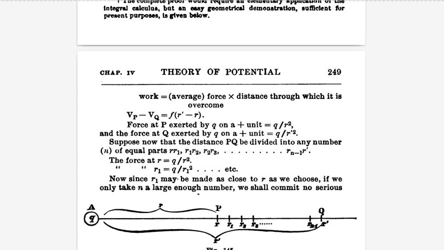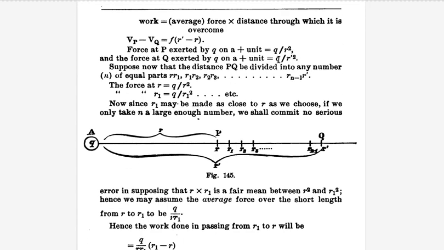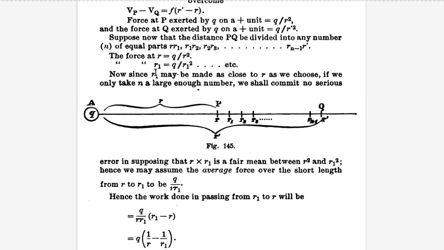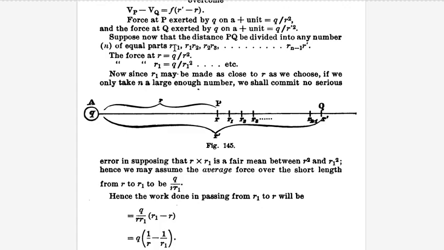Force at P exerted by Q on a plus unit equals Q over R squared. And the force at Q exerted by Q on a plus unit equals Q over R prime squared. Suppose now that the distance PQ be divided into any number of equal parts, R to R1 and R1 to R2 and so on, up to R subscript n-1 to R prime. The force at R equals Q over R squared. And the force at R1 equals Q over R1 squared, etc.